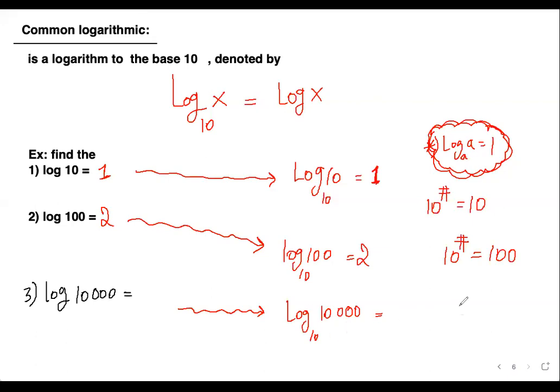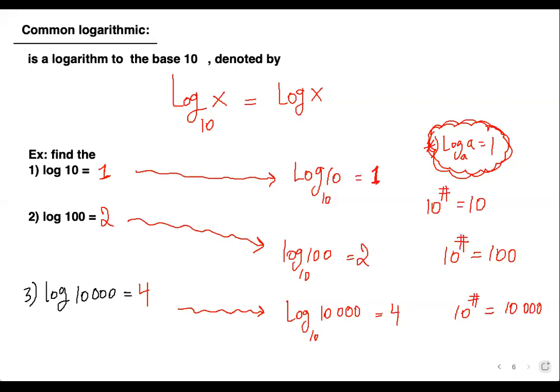Okay, so 10 to which power or to which exponent gives 10,000? 1, 2, 3, 4. So 10 to the power 4, correct, Eric? It will give 10,000 because 10 times 10 times 10 times 10, 4 times, gives 10,000. So the answer is 4.